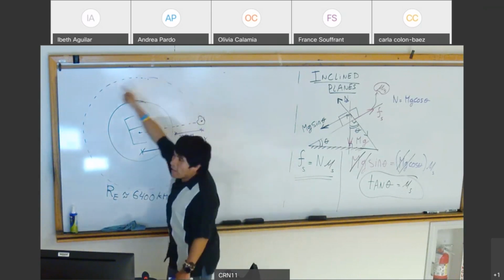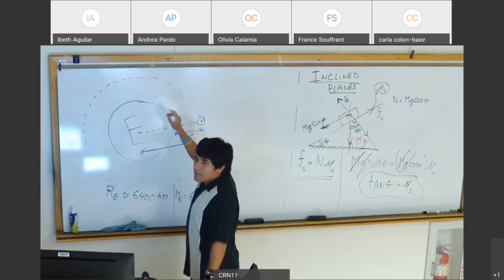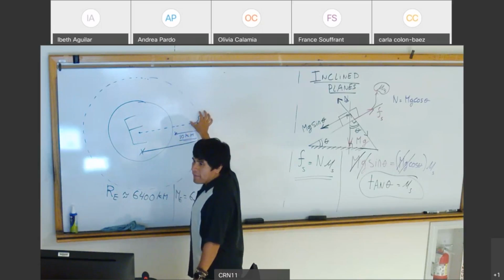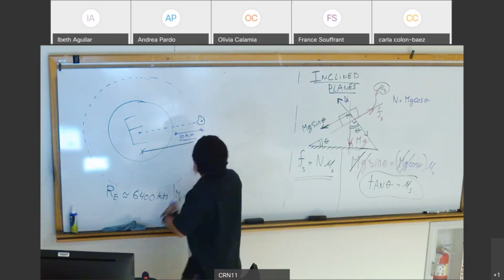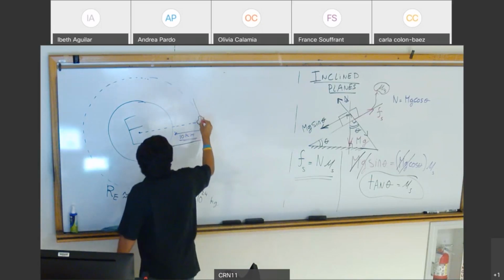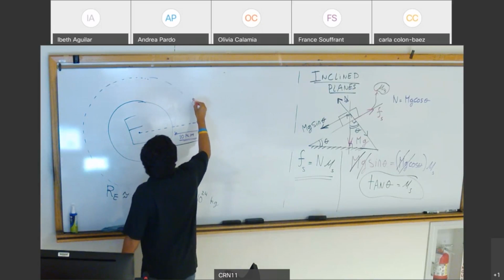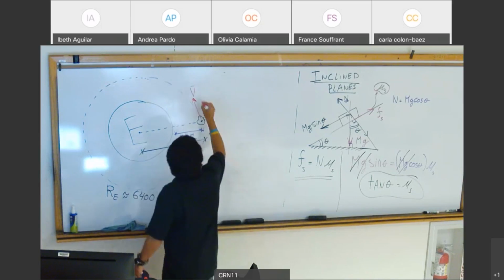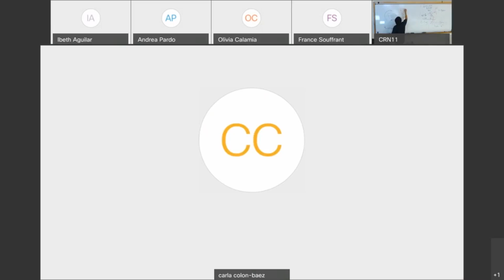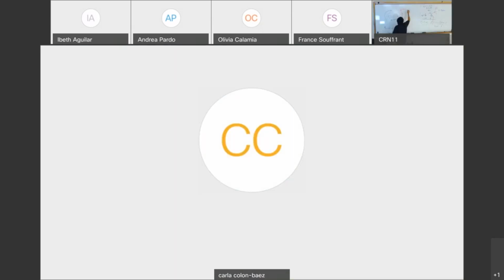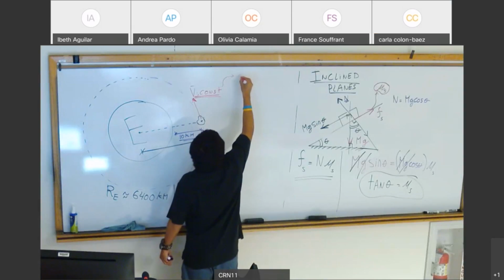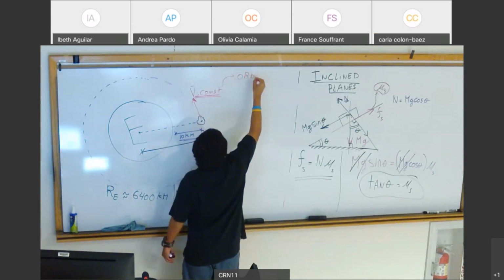In a circular motion, the only force that acts on this body, and we're going to assume, and it's correct to assume that, is going at a velocity that is constant. Constant. We call that the orbital velocity.